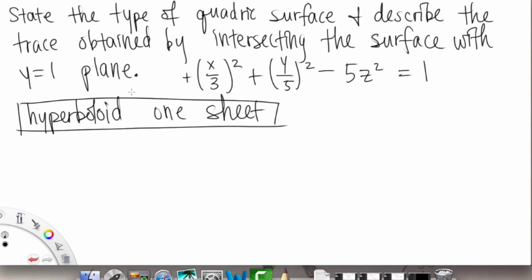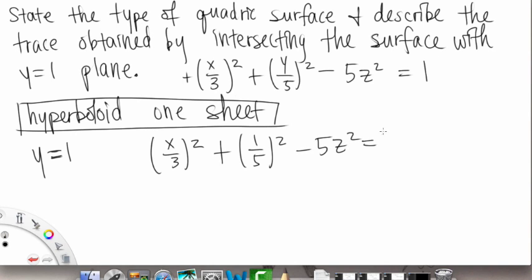And now we're supposed to take the y equals 1 plane and intersect it with this surface that we see here. So what that means is we're actually taking a trace, right? So y equals 1, 1 is our constant b. So we're freezing y at 1, so if we plug in a 1 for y, what do we get? We get (x over 3) squared plus (1 over 5) squared instead of that y, and then minus 5z squared is equal to 1.